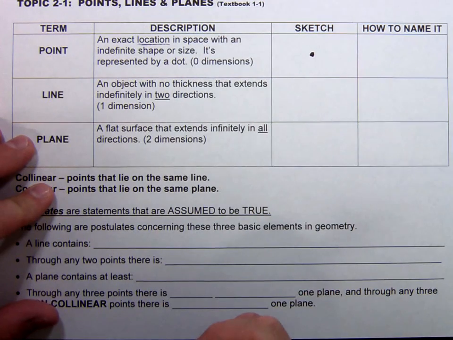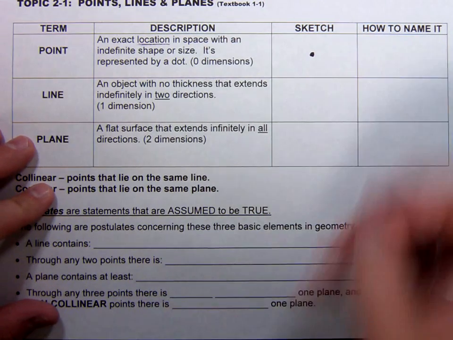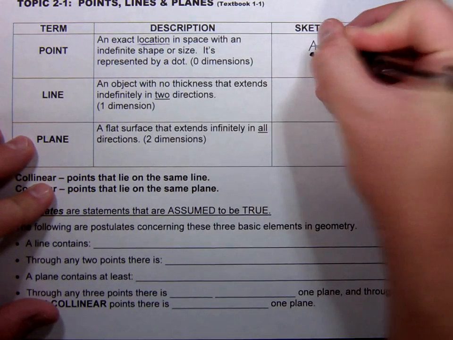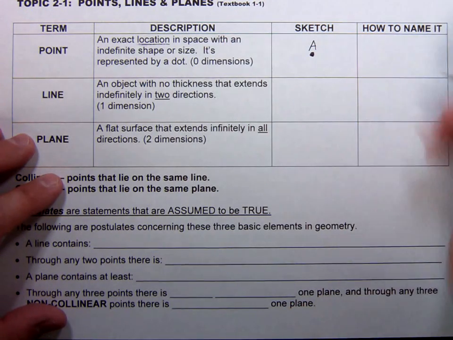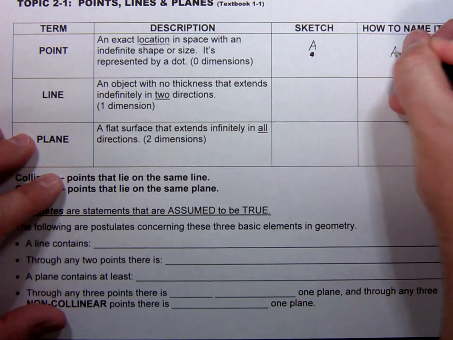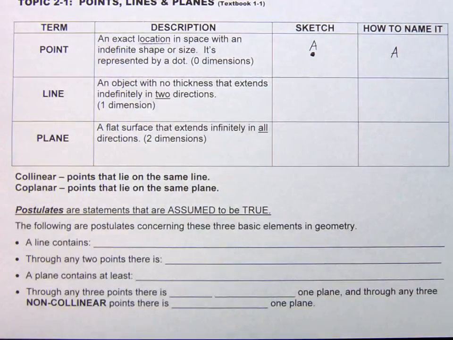and we name points with capital letters. So, for example, this could be point A. Now, how you name it is just with the capital letter. And when you write the name, you don't have to write "point." You don't have to write any symbols for it. You just write the capital letter.